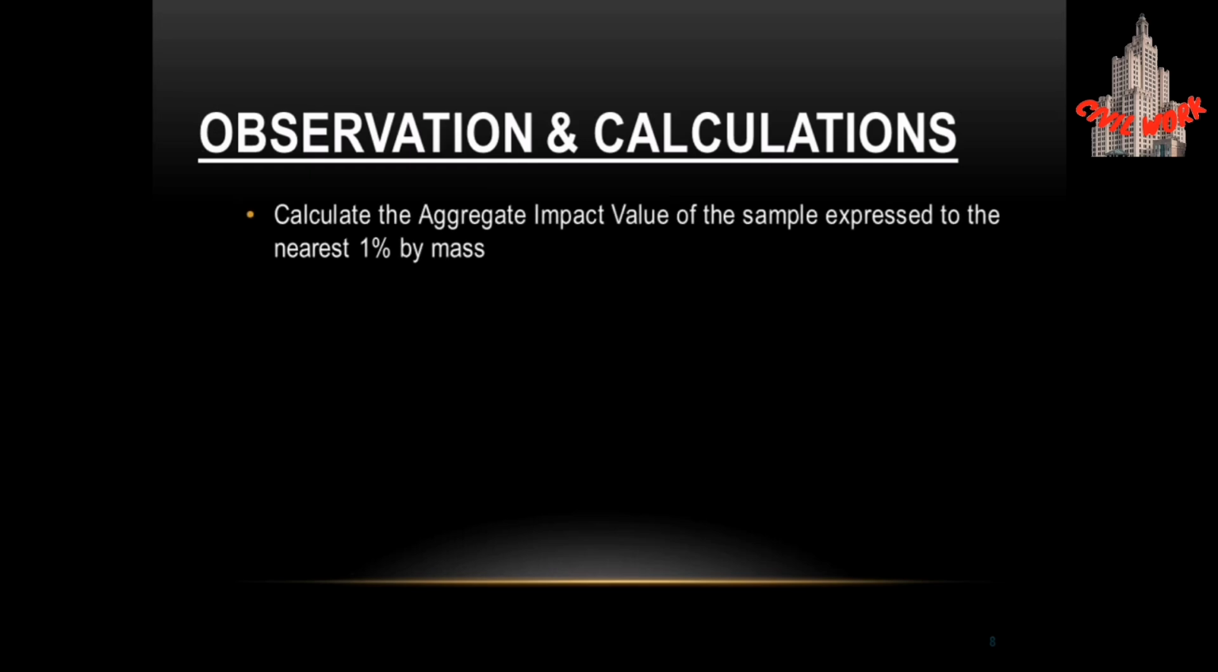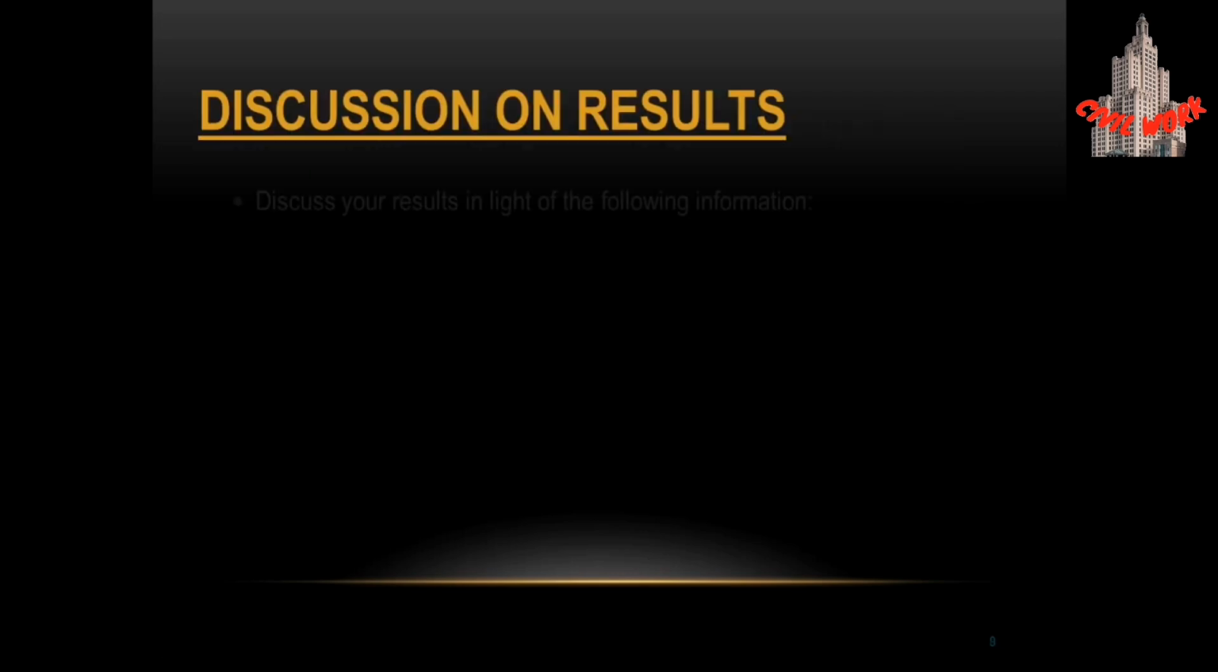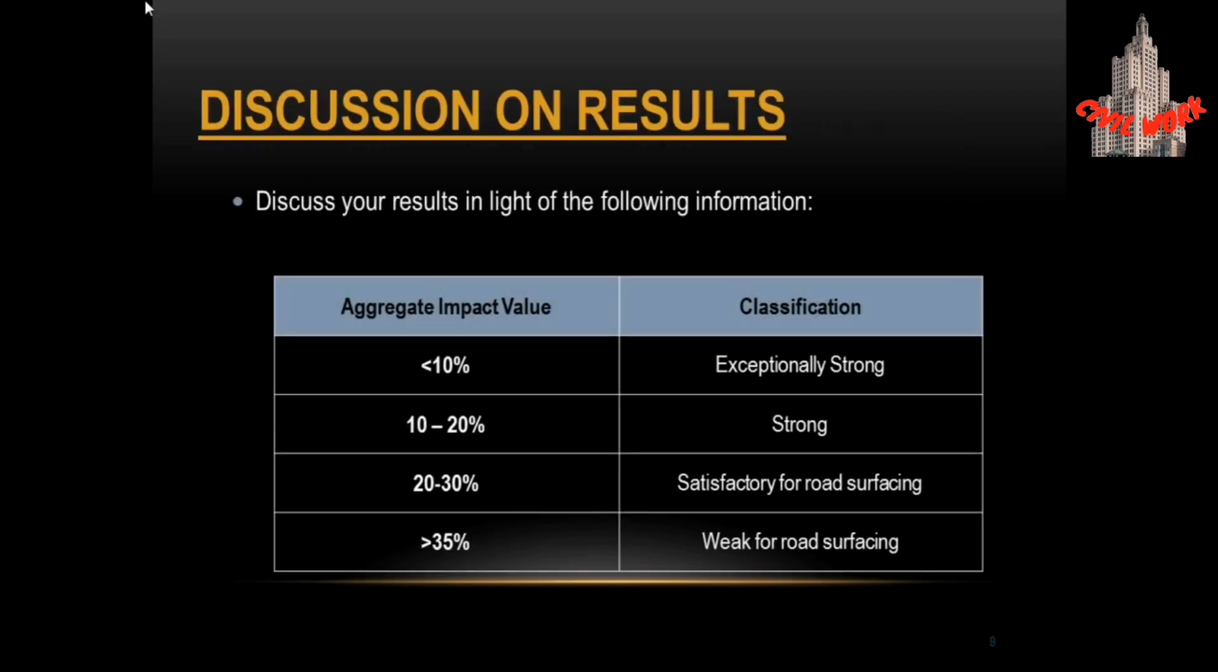Observation and calculations. Calculate the aggregate impact value of the sample expressed to the nearest 1% by mass. Here is a key aspect of this test, because it's a discussion on results. Discuss your results in light of the following information.